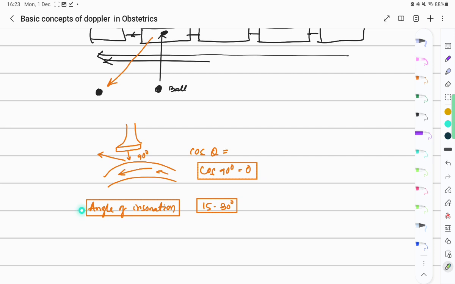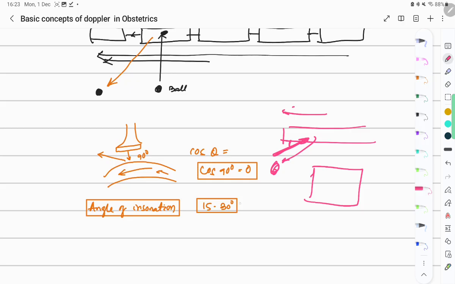This concept is called the angle of insonation. The best angle of insonation is this: if the train is running like this and I throw the ball at an angle of 15 to 30 degrees, then I will get the ball back. Similarly, if the probe is kept at an angle of 15 to 30 degrees, then I will get an image on the monitor.